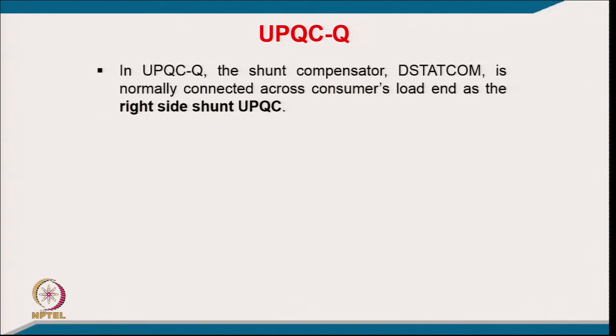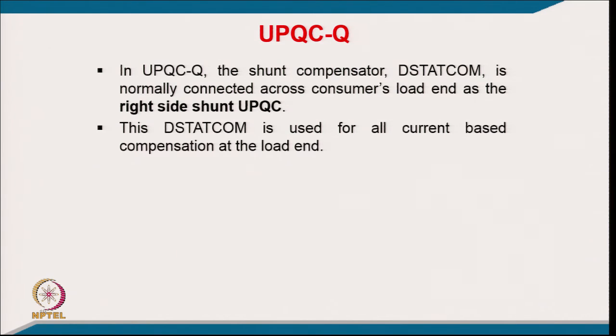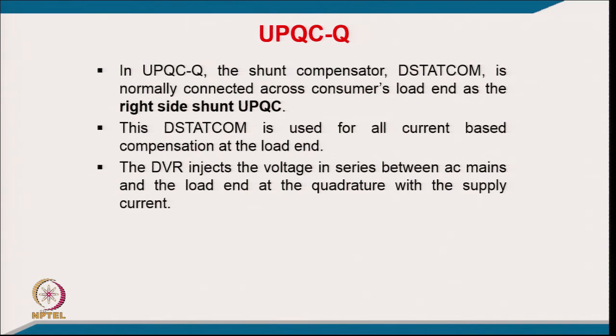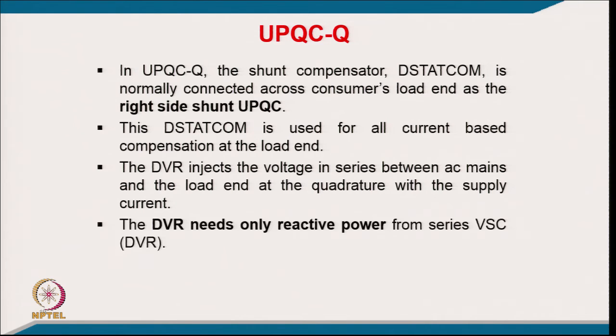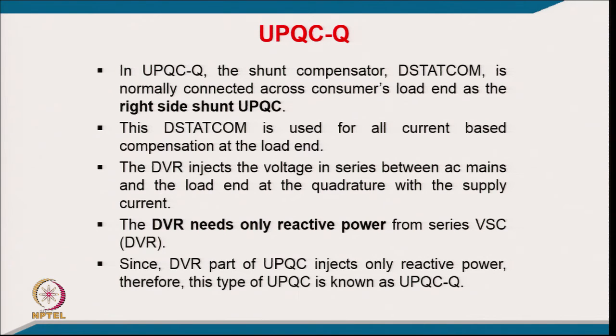Coming to the first category, UPQC-Q: the shunt compensator D-STATCOM is mainly connected across the consumer load at the right-hand side of the UPQC, and the D-STATCOM is used for all current-based compensation at the load end. The DVR injects the voltage in series between the AC mains and the load, in quadrature with the supply current, and the DVR needs only reactive power, which the voltage source converter can generate locally. Active power it is supposed to take from the DC link, but the reactive power it can generate locally. And since the DVR part of the UPQC injects only reactive power, this type of UPQC is known as UPQC-Q.